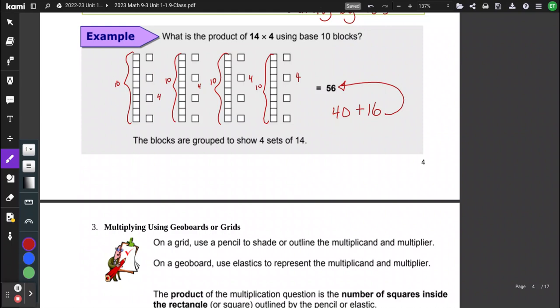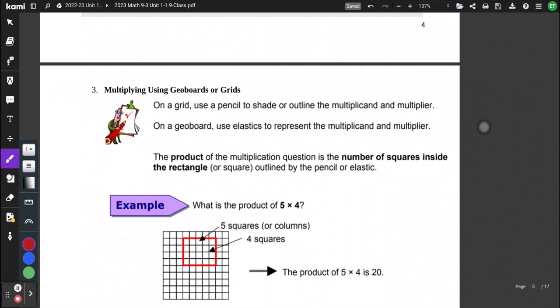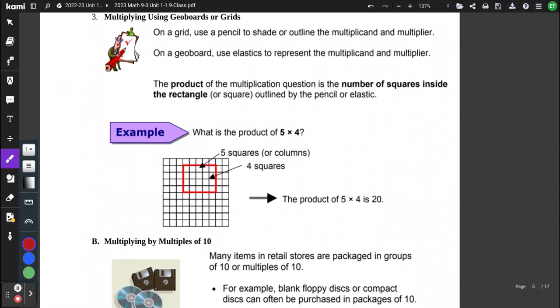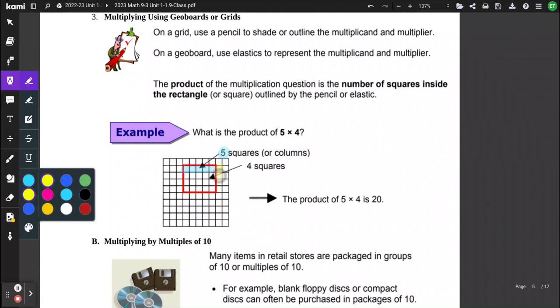Okay? There's another way to multiply. Number 3 is using geoboards or grids. So this is a 2D object. If you just had squares and you said, okay, I want to go 5 times 4. Well, you're going to go 5 squares across. Here's my 5 squares across, and then you would do your length or your width, 4 squares down.